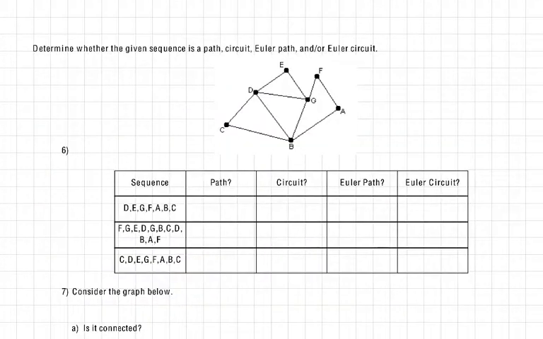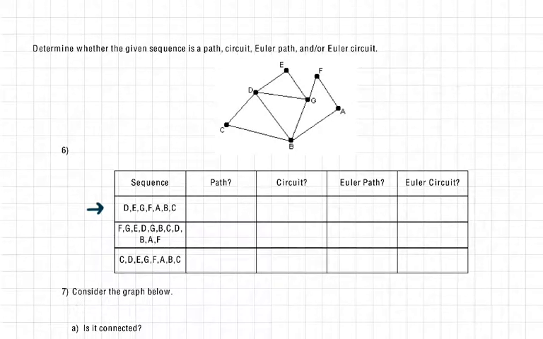All right. So let's take a look at an example before we hop into Euler's theorem. We're going to determine whether each given sequence is a path, circuit, Euler path, or Euler circuit. So a sequence is given to us and it goes through the vertices that we start with, and then we follow the path that it states through the entire sequence.